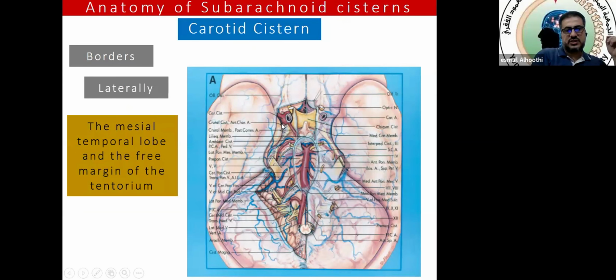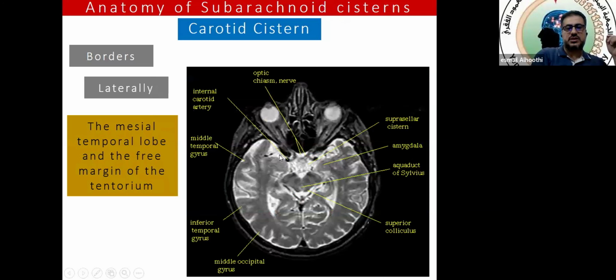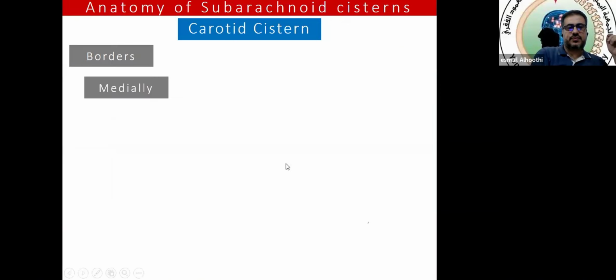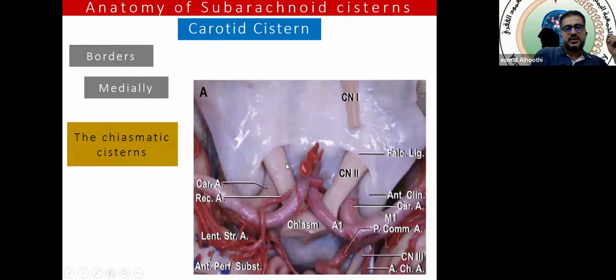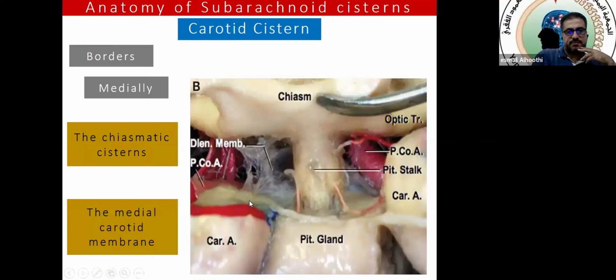This is the carotid cistern. The lateral wall is the temporal lobe and the free margin of the tentorium. Here is the carotid artery. This is the medial temporal lobe, and this is the tentorial edge. The medial boundary is the chiasmatic cistern. So, just medial to the carotid cistern is the chiasmatic cistern. We will talk later about it. The medial carotid membrane also, as we see here. This is the carotid artery, and just lateral to it is the chiasmatic cistern.